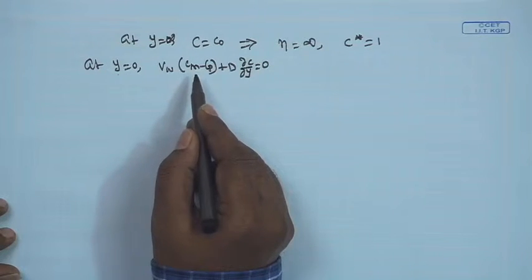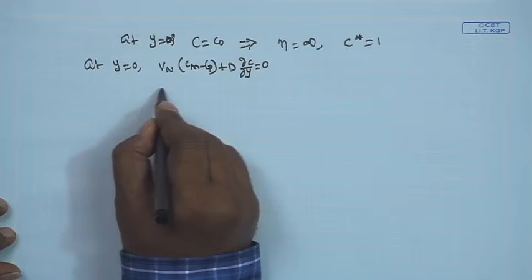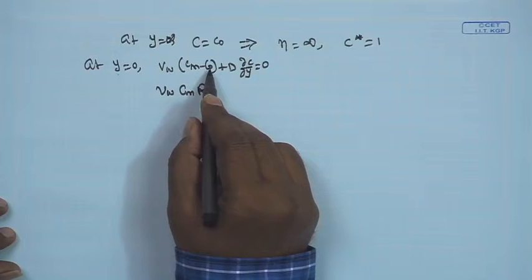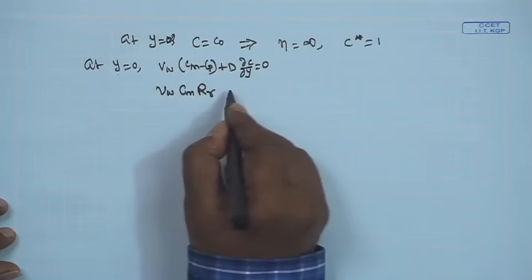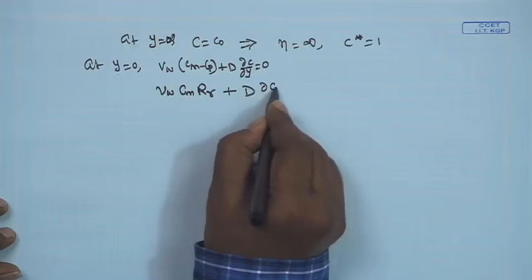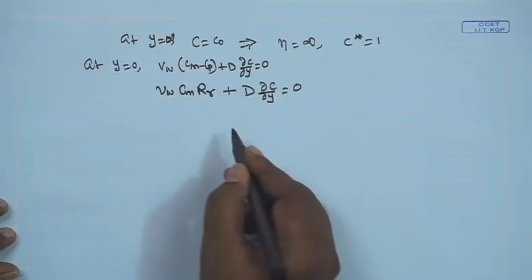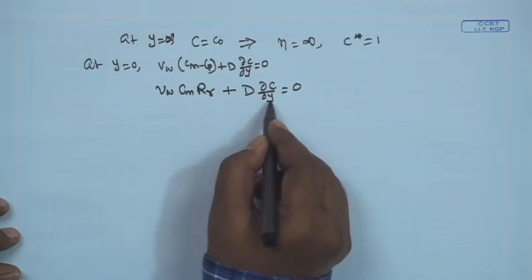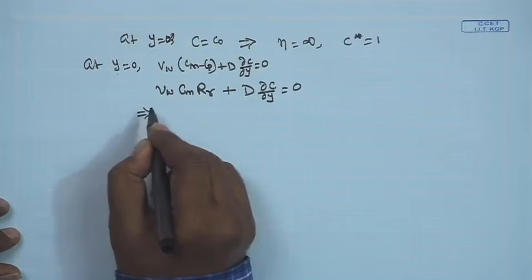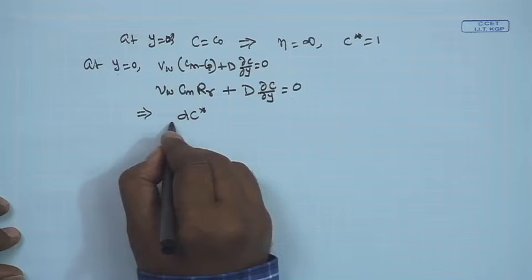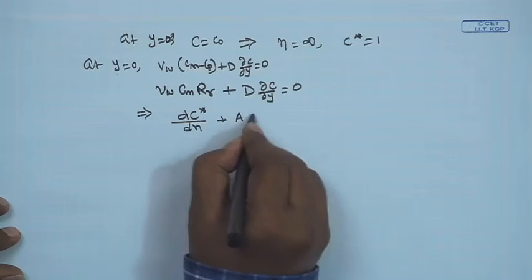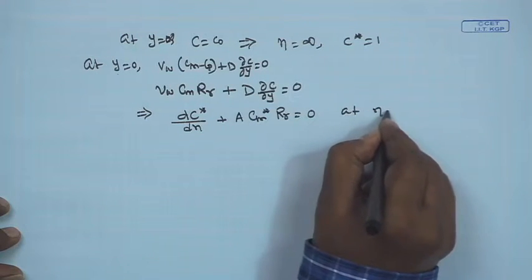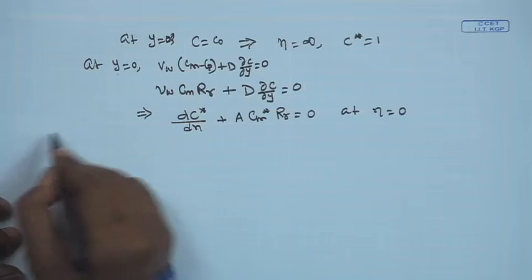So, in terms of the similarity parameter, it will become C m R r. We can replace C p in terms of R r, the definition of real retention, as we have discussed in the last class. Del C del y equal to 0. So, in terms of the similarity parameter, if you substitute the expression for del C del y, after simplification this will turn out to be d C star d eta plus a C m star R r equal to 0 at eta equal to 0, because y equal to 0 means eta equal to 0.